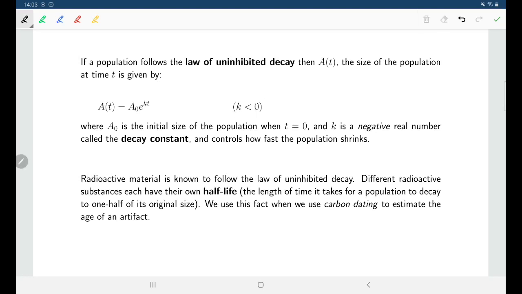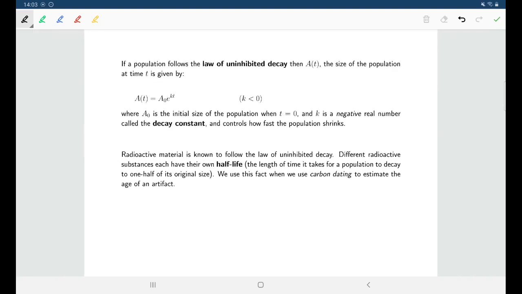The usual application for uninhibited decay or exponential decay would be for radioactive substances. So if you're thinking about any radioactive substance, plutonium, uranium, they all decay over time, and they all follow the law of uninhibited decay. The thing that controls how fast or how slow they're decaying, the way that we measure that, is by talking about the half-life of these substances.